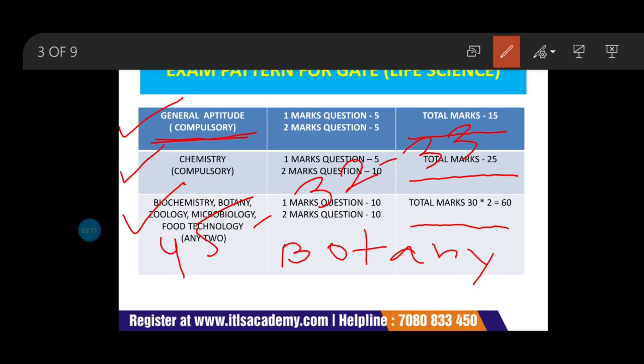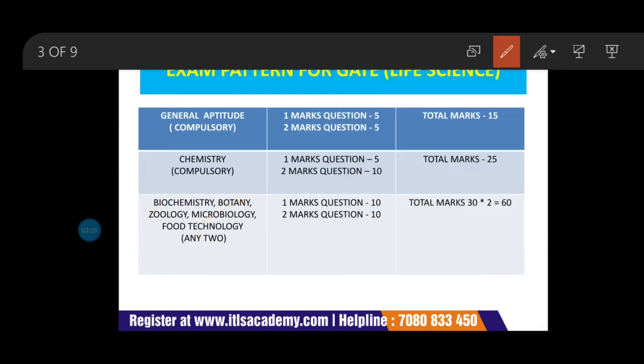Okay, and if you check the previous year cutoffs, you will know that the cutoff mark for the GATE examination varies between 30 to 35. So from 45 marks you can gain 32 to 33 marks. Other subjects like biochemistry, zoology, microbiology and food technology will be covered by other mentors. For further details you can contact our helpline number.